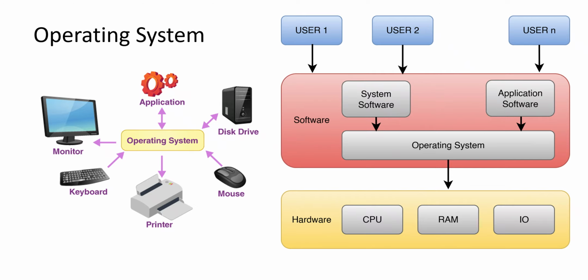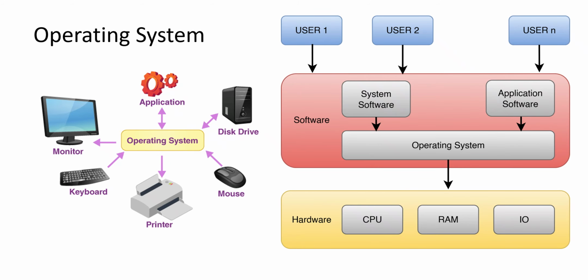Let's visualize this with a diagram. On the left, you can see the operating system sitting right at the center, connected to your monitor, keyboard, mouse, printer, disk drive, and your applications. Every one of these components talks to the operating system, not directly to each other. The OS is the hub.